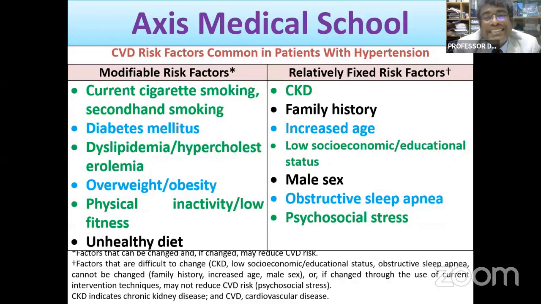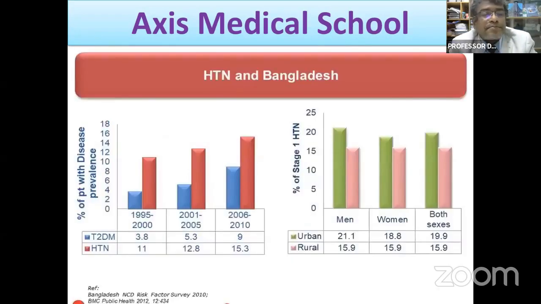And psychosocial stress. This is also a stress where we can actually control some degree of our psychosocial stress. So these are the relatively fixed risk factors for having atherosclerotic cardiovascular disease.